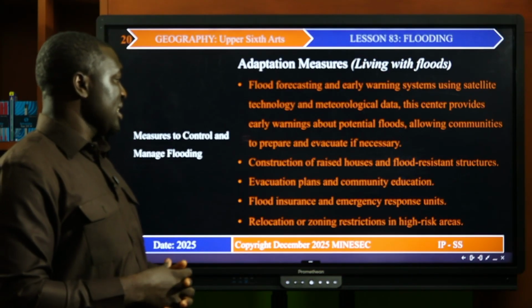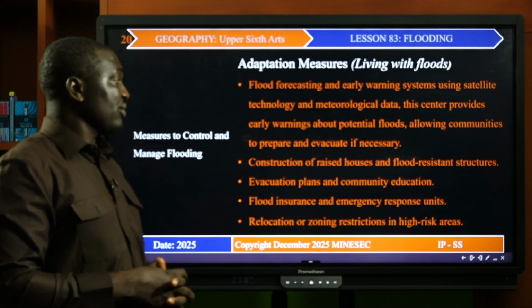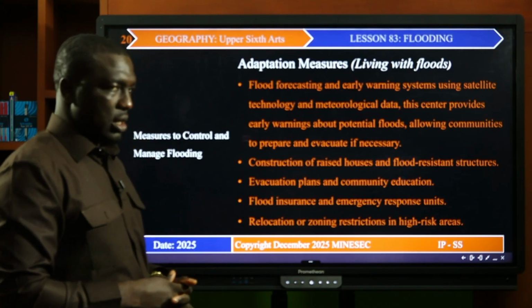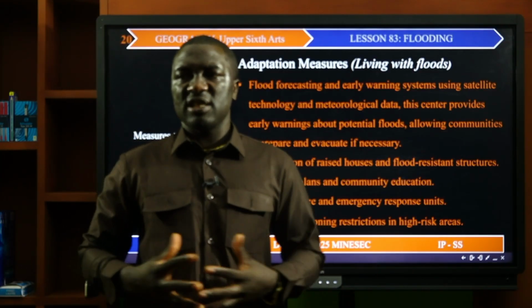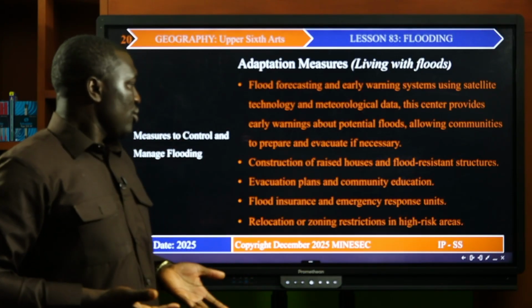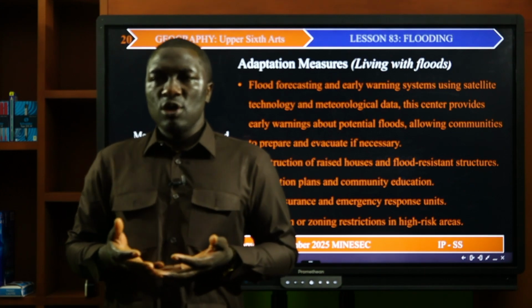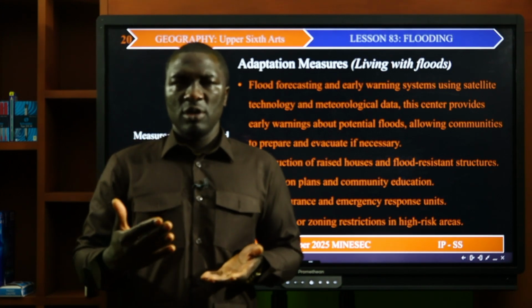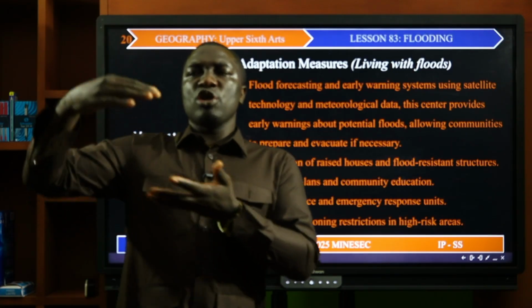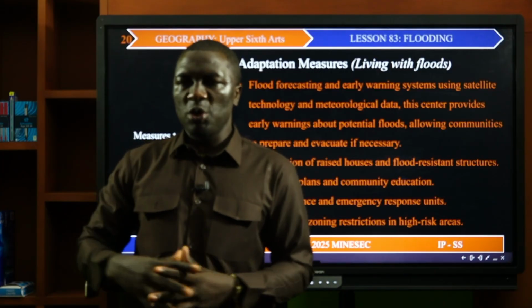Construction of raised houses and flood-resistant structures. Yes, buildings that could resist floods, and raising the surface area on which to construct houses, so that during a flood, water will be unable to rush onto the surface where you live with your family.